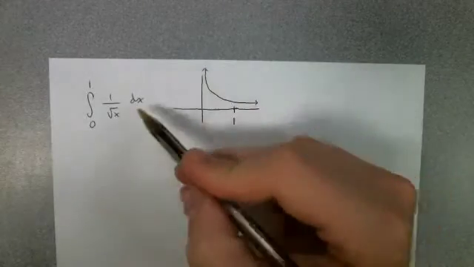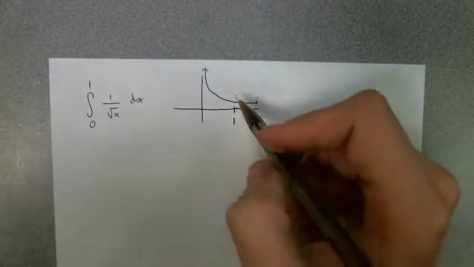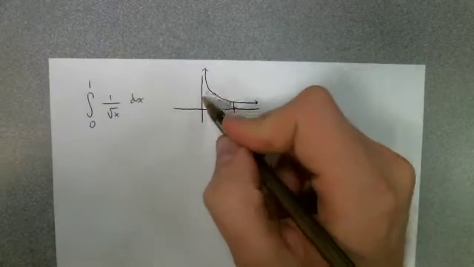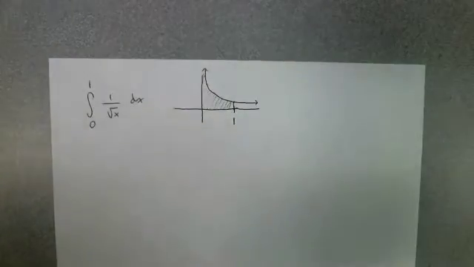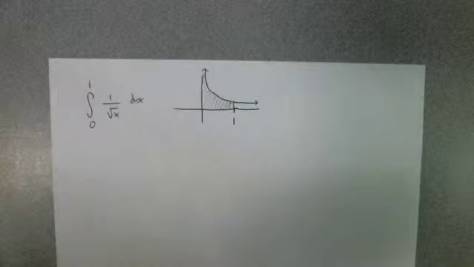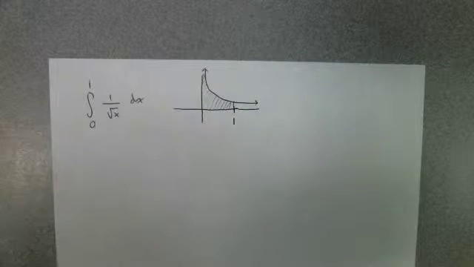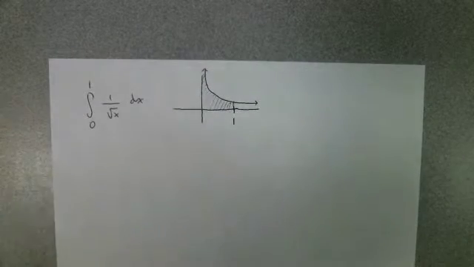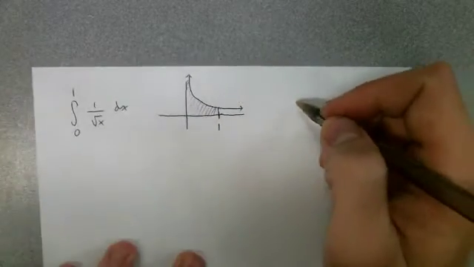So here's the graph of your function, 1 over root x. You're being asked to find all this area. Well, wait a minute. That might be a finite amount of area, or it might be an infinite amount of area. I don't know. So to figure that out, how do we do it? Well, what we're going to do is as follows.